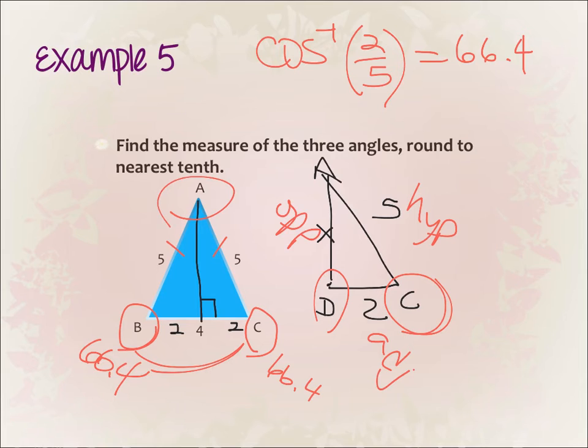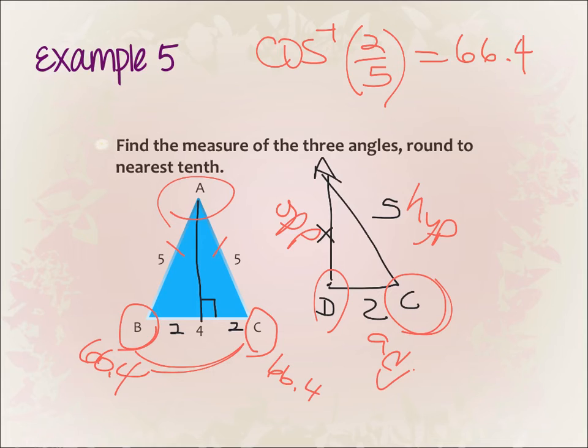I need to find angle A. Do I need to do another trig function? No. What can I do? You can take the other angles from 90. Good. Or actually from 180. So I have to add 66.4 plus 66.4, add that together and subtract from 180. The whole big original triangle, not the little half on the side.